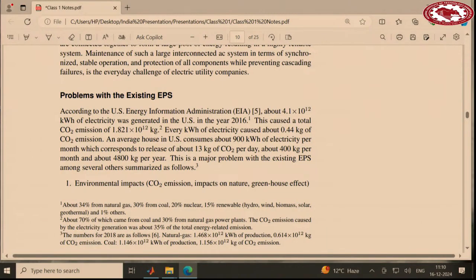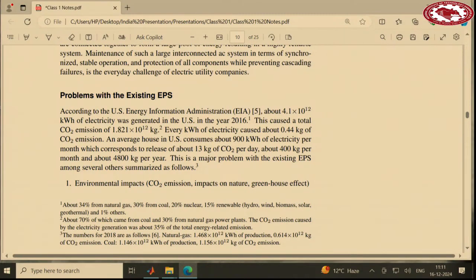Now just imagine an average house in the US consumes 900 kilowatt hours of energy per month, and then do the multiplication. You will realize that about 400 kilograms of CO2 is generated by every individual house per month. And then we are talking about 4.8 tons of CO2 per year generated by just one house.